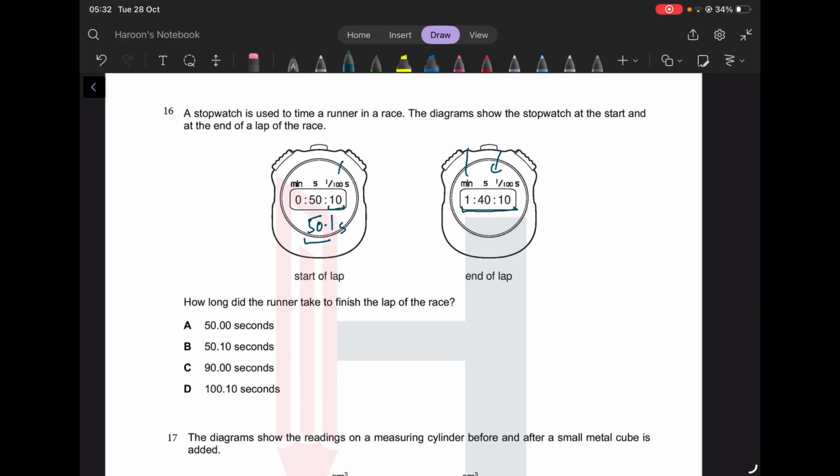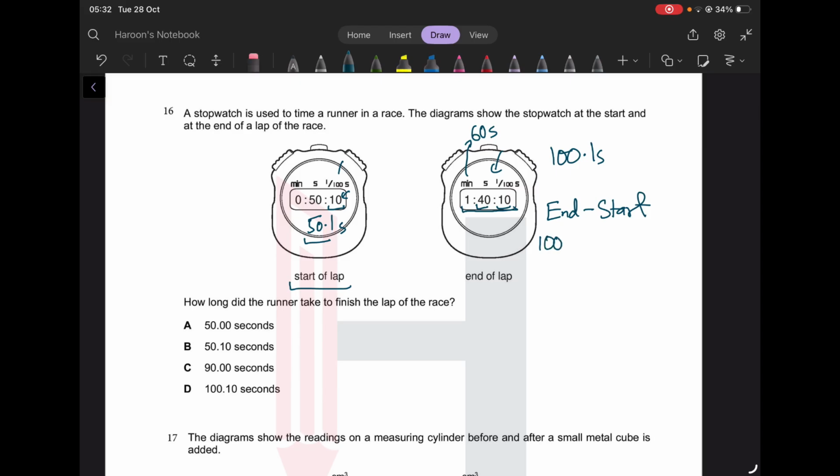So 1 minute would actually have 60 seconds. So this is 60 plus 40, 100. So 100, and I have 10 over here as well as I had 10 over here. So 100.1 seconds. So I just need to do ending value minus starting value. That would adjust for zero error because this has zero error. The start of the lap was not from 0. The stopwatch did not start from 0. It actually started from 50.1 seconds.